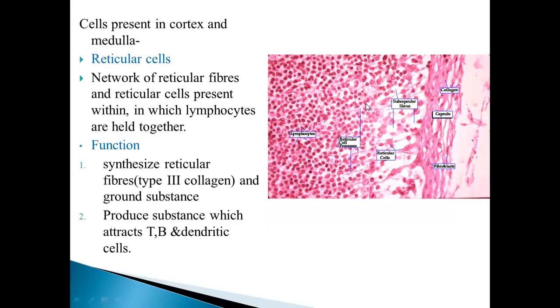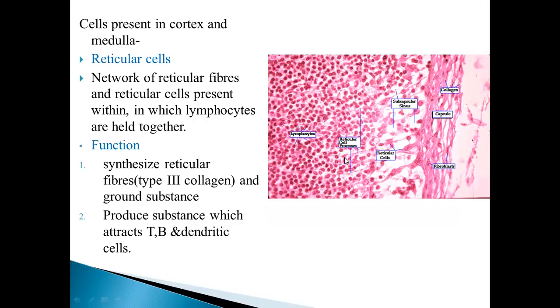Now, the basic component of lymphatic tissue is reticular cells, which will produce reticular fibers. In between, whatever you can see, these are the processes of the reticular cells. So, you will see the outer capsule sending the septa. There is a subcapsular sinus. These are the reticular cells which are sending the processes.